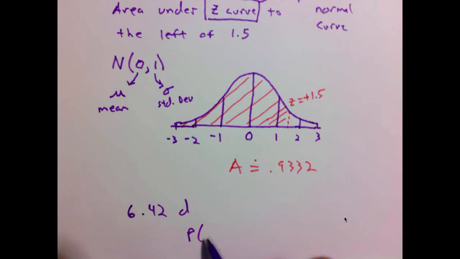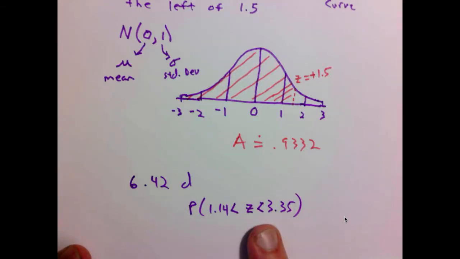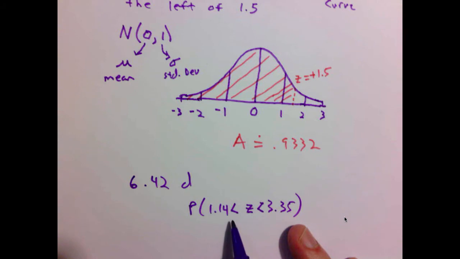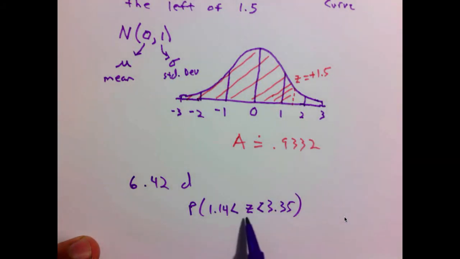It says the probability, and that's the same as the area, from 1.14 to z of 3.35. So in this case, you want to find between these two numbers. First, there's no difference between a less than and less than or equal to. The equal to portion of the inequality won't have any meaning in this context of this continuous distribution. In this case, you're going to find the area less than 1.14, you're going to find the area less than 3.35, and you'll subtract, and that'll find the area in between.